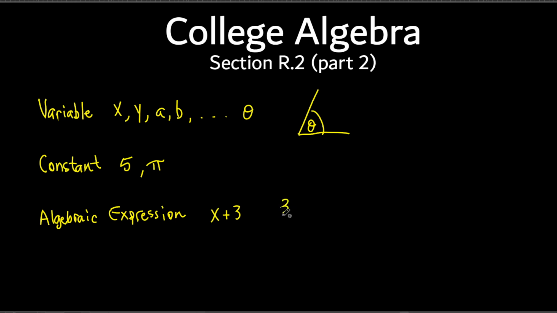Another example they give in the book, if I could read it, I think it says 1 minus t. All right, that would be an algebraic expression. It's, again, a combination of variables and constants. All right, so let's do a real example.